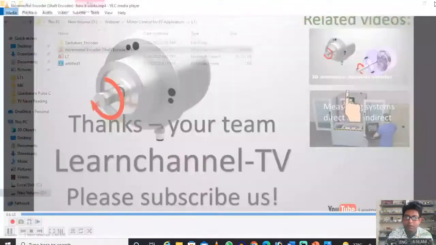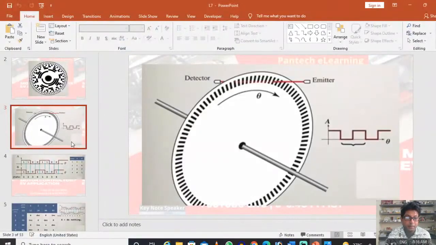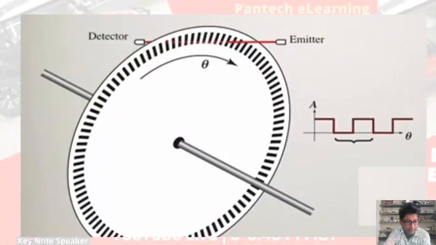So why is this a quadrature pulse? Because we need to know the direction of rotation also. For that reason, another track is made here, and that track will be in between of these two. Not exactly similar, it will be in between, so that it will be 90 degrees apart. Another pulse will come here like this.